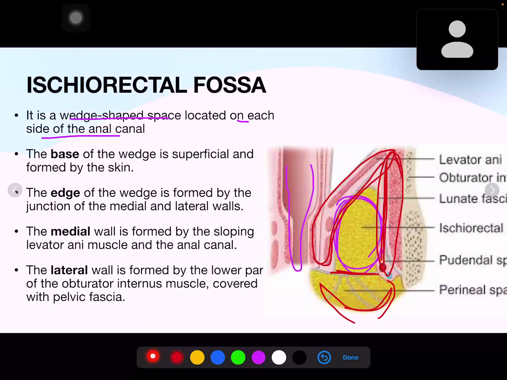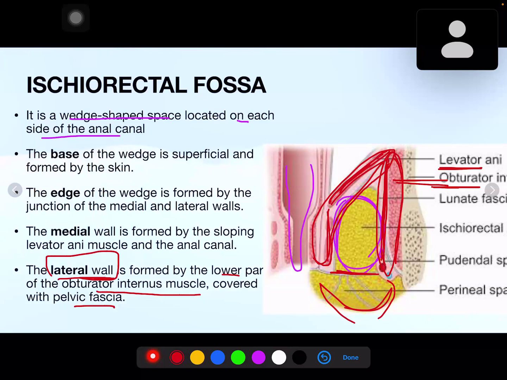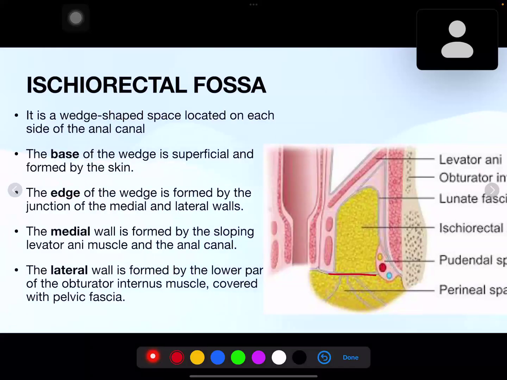Now, what is the lateral wall? I told you that this is the obturator internus muscle. So the lateral wall is formed by the lower part of the obturator internus muscle and its covering fascia. And what is the medial wall? Medially, this is the levator ani, sloping, and the levator ani and the anal canal, or the sphincter muscles. This is the base and this is the edge. The edge is formed by both the medial and lateral walls. So inside this is the ischiorectal fossa. This is the base, the lateral wall, and the medial wall.